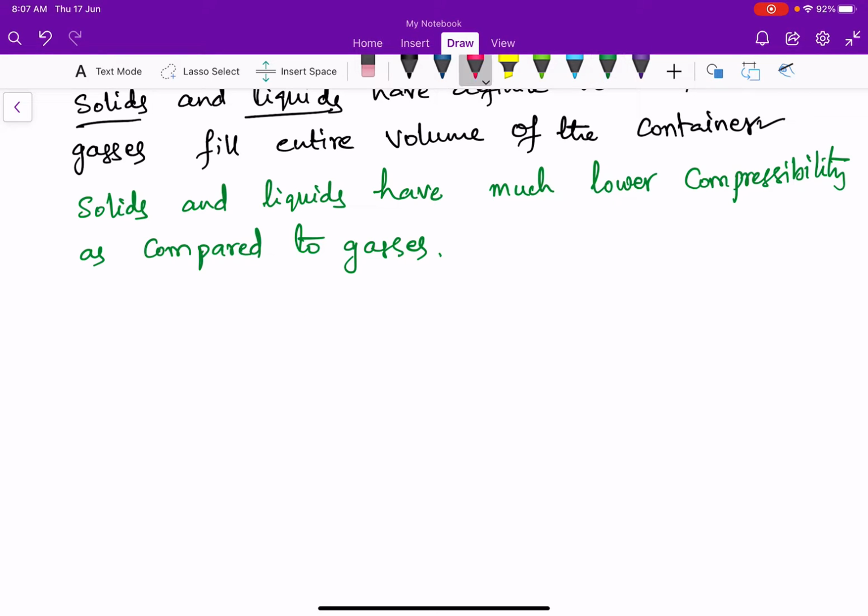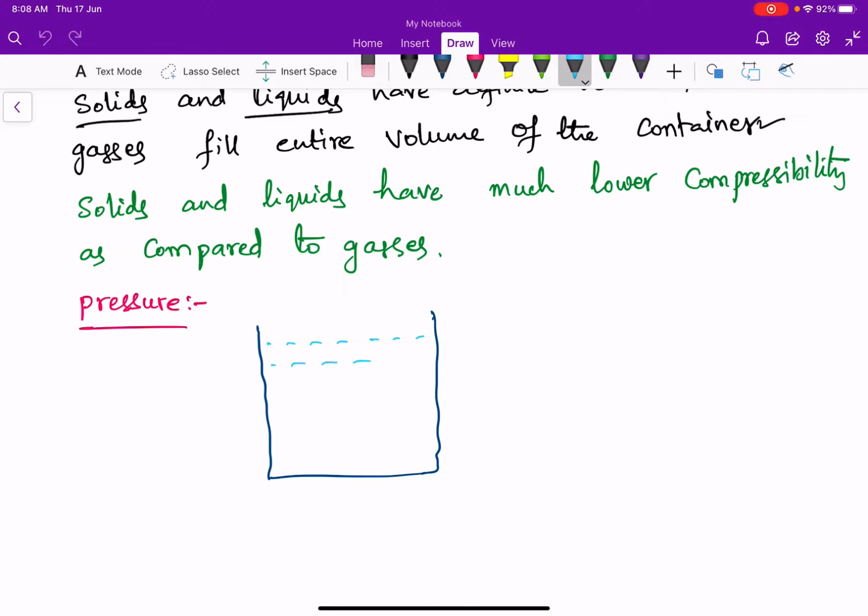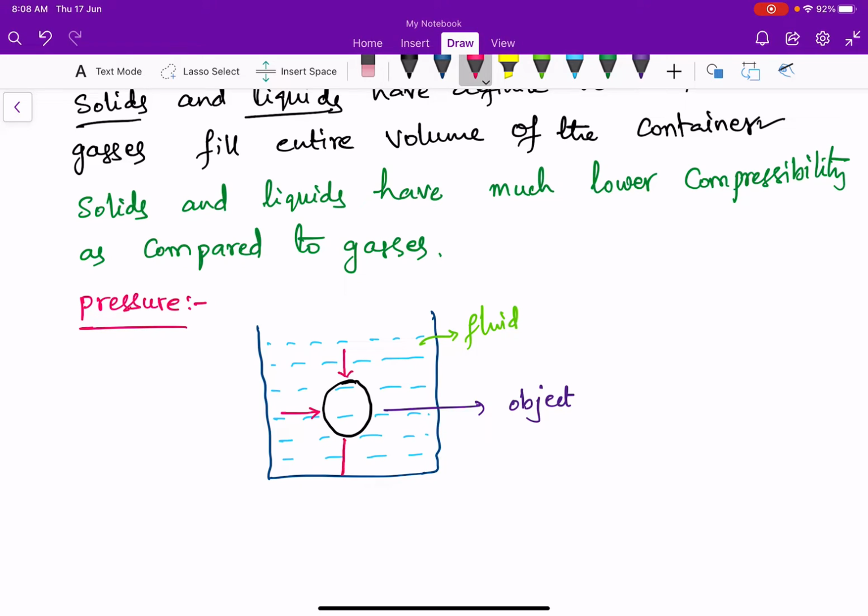Now I am going to discuss pressure. Pressure is nothing but, see here, when you take an object, I am taking a container like this, and consider this container is filled with liquid, that means fluid. This container is occupied by fluid. I am inserting an object, submerging the object inside the fluid. This is all fluid, and this is an object. When the object is kept inside the fluid, the fluid exerts a normal force like this.